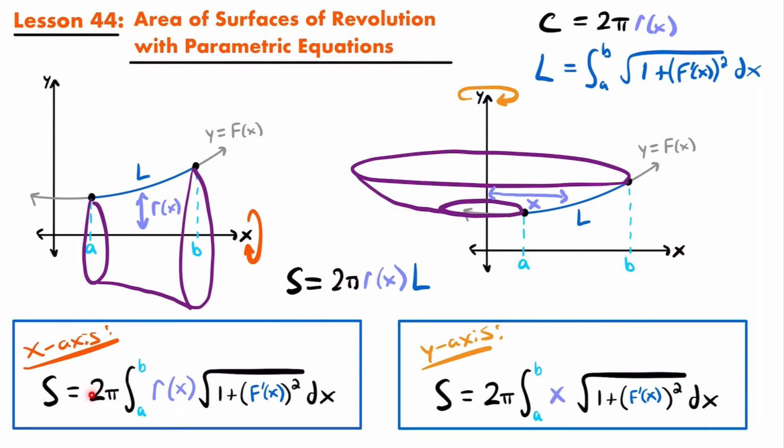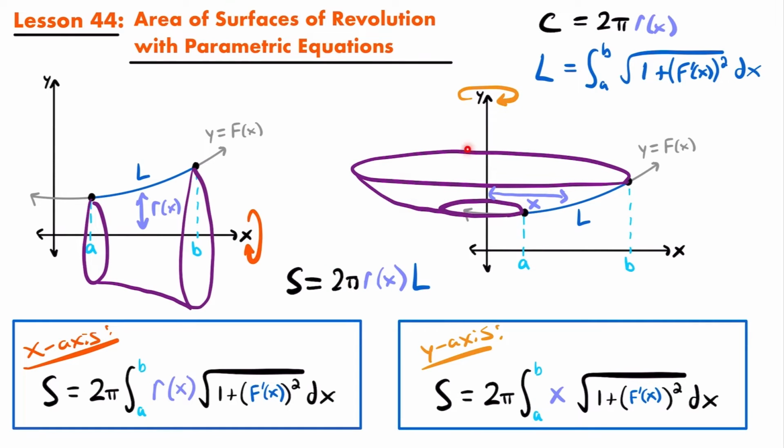We keep the 2 pi on the outside of the integral, but then the radius in terms of x becomes a part of this integral, which is how we get the integral from a to b of r of x times the square root of 1 plus the first derivative squared times dx. This whole integral, other than r of x, comes from the arc length formula. We just include r of x to then add up all the circumferences of the circles that make up the surface of revolution.